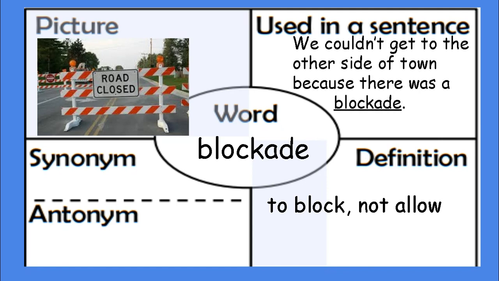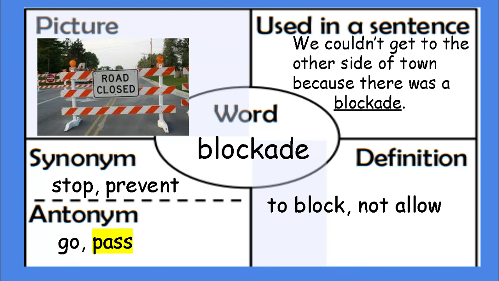If I use it in a sentence, we couldn't get to the other side of town because there was a blockade. A synonym would be to stop or to prevent. That means you can't go. An antonym, or the opposite, is go or pass.